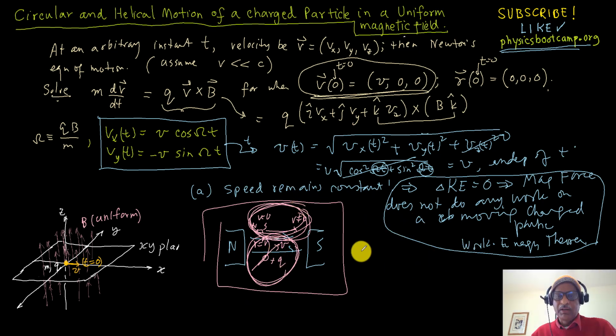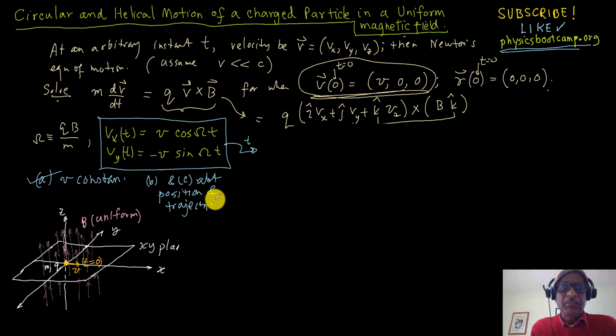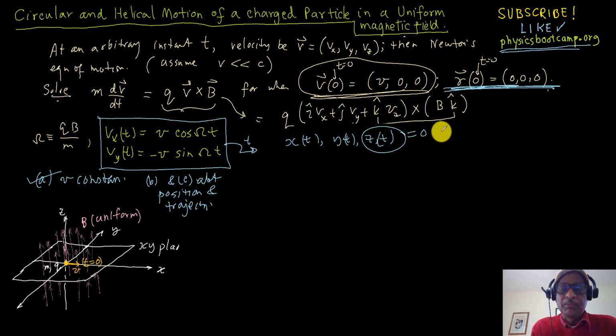Okay, let's clean this up and see if we can do the other parts. B and C are about position and trajectory. So we want to find, at t equals 0, x of t, y of t, z of t. Of course, z is equal to 0 because we figured out vz of t equals 0, so the position z of 0 is 0.